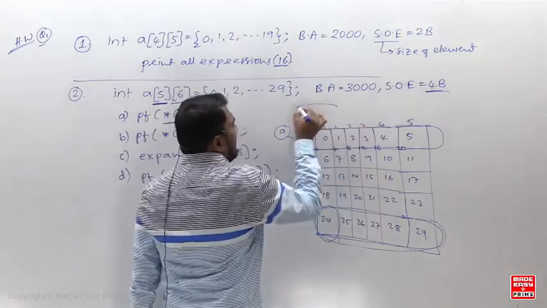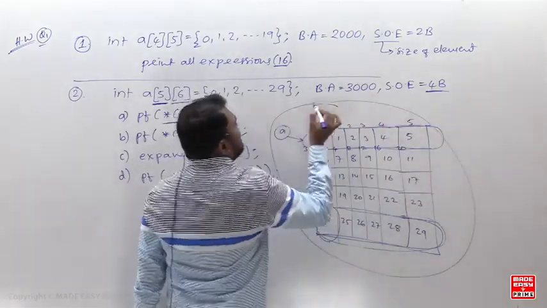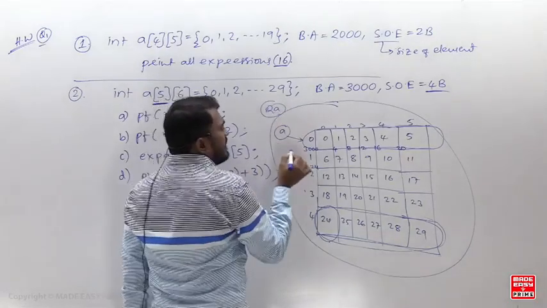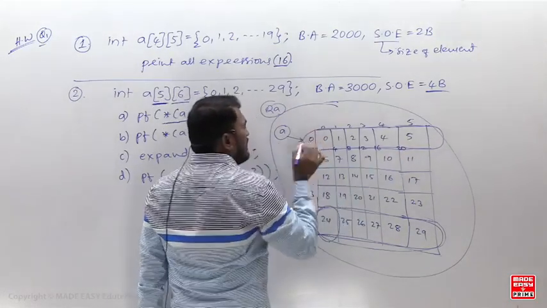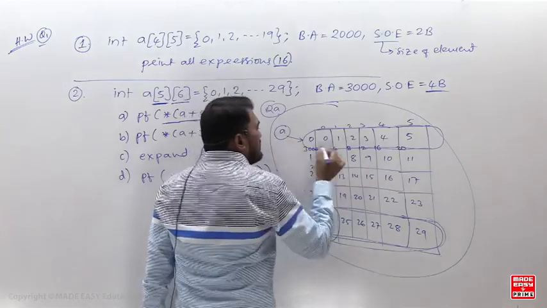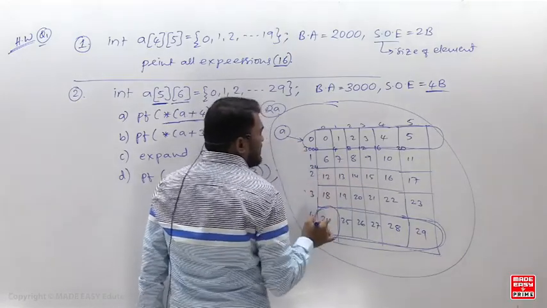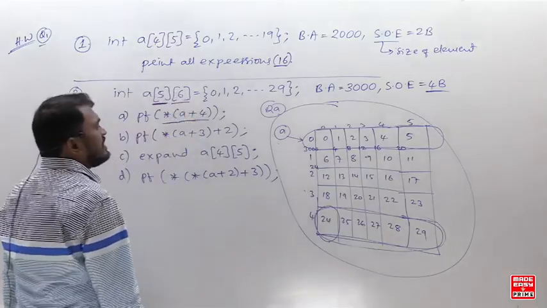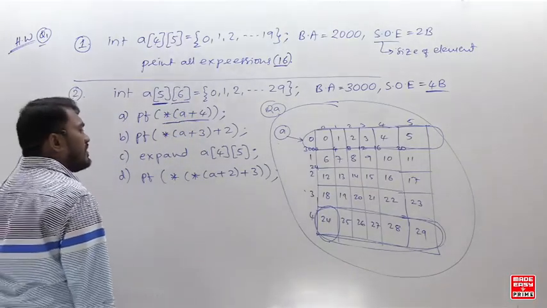Ampersand A means it will point to what? Ampersand A means pointing to the entire 2D array. A means it's pointing to the 0th 1D array. So A plus 1 pointing to this one, A plus 2, A plus 3, A plus 4. Every 1D array has 24 bytes.